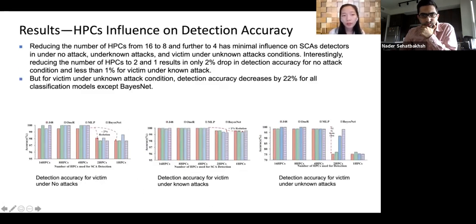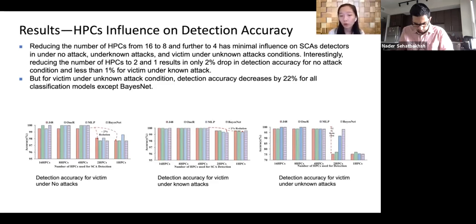And then we evaluated the impact of the number of HPCs on the detection accuracy of our proposed work. We reduced the number of HPCs from 16 to 1. Similarly, we can also see that for the victim under no attack, which is the normal case, when we reduce the number of HPCs, the accuracy does not have an obvious reduction, only 1 to 2%, even if we reduce the number of HPCs to only 1.